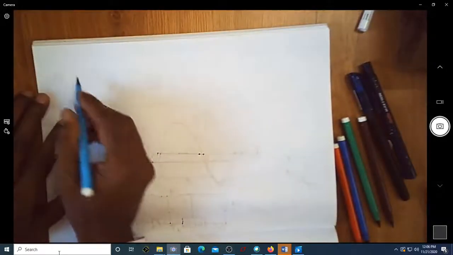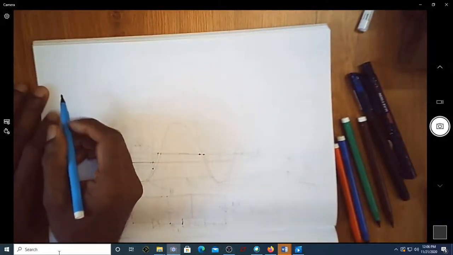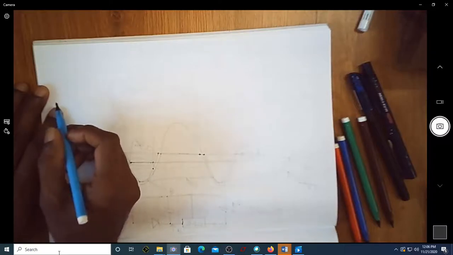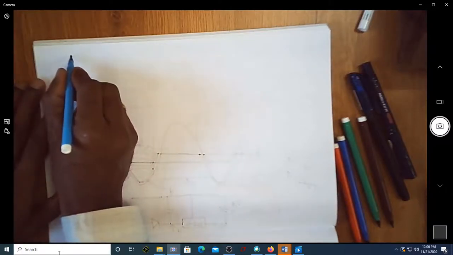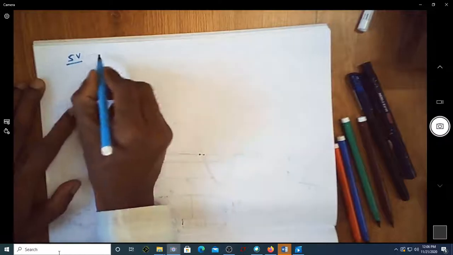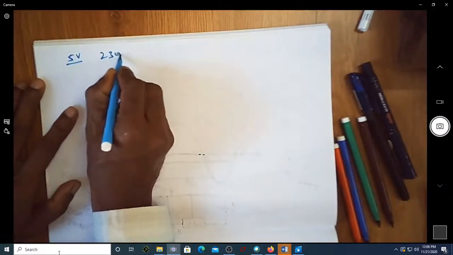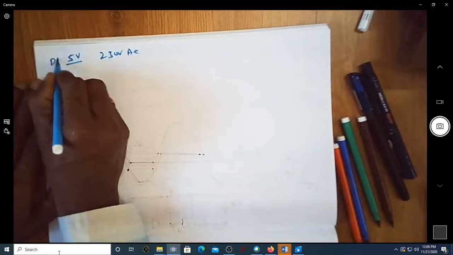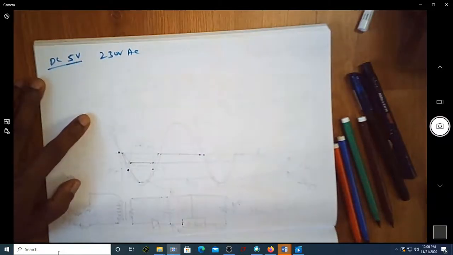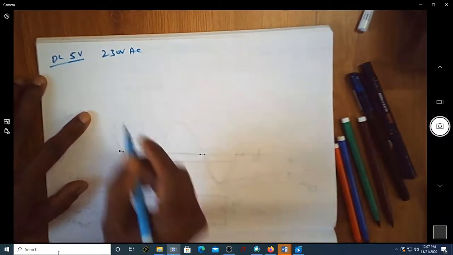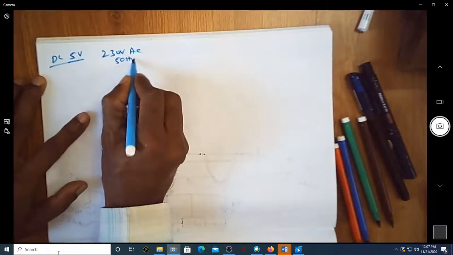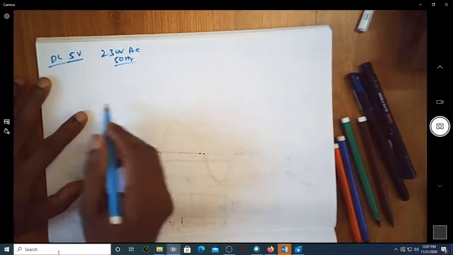Okay, now in this video we'll see how to design a DC voltage for a constant 5 volt from a 230 volt AC signal. So I want to get a constant DC 5 volt using 230 volt AC, having a frequency of 50 Hz for the AC signal.